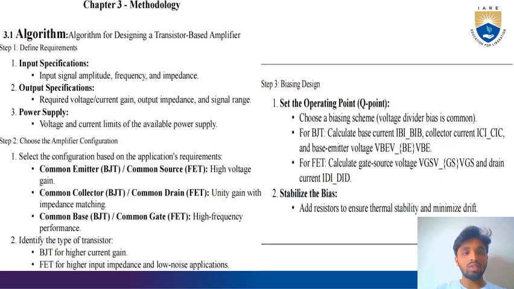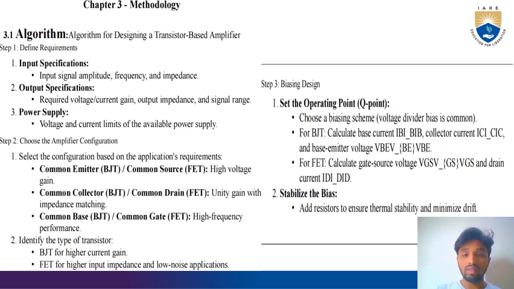Here is the methodology of my project, like the algorithm. Algorithm for designing a transistor-based amplifier. There are input specifications, output specifications, power supply, etc. And step 2, it chooses the amplifier configuration like common emitter, common collector, common base. Common emitter is also known as common source, and common collector is also known as common drain.